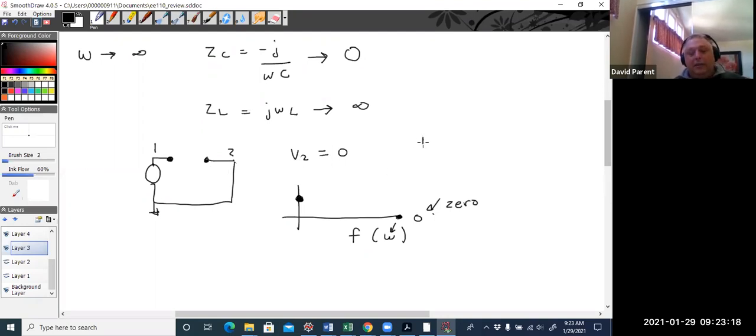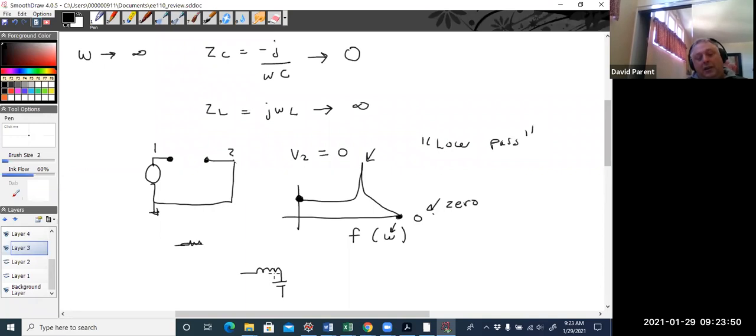And there might be a temptation to call this a low pass filter because it passes DC and it rejects high frequency. But as you probably remember, an inductor capacitor type circuit, that's more with no resistance, right? It's ideal elements. It'll actually be a resonator.